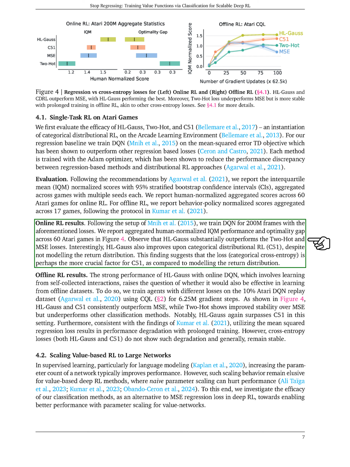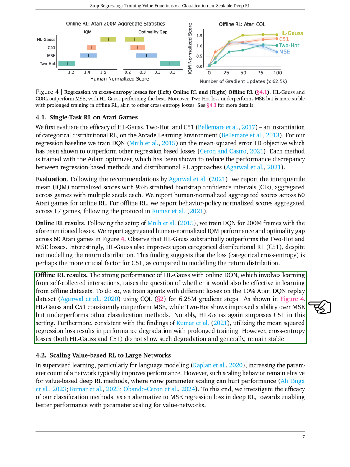distribution. In the context of offline RL, the strong performance of HL Gauss with online DQN prompts us to investigate its effectiveness with offline datasets. Training agents with different losses on a subset of the Atari DQN replay dataset using CQL, we find that HL Gauss and C51 consistently outperform mean squared error, with Two-Hot showing more stability than mean squared error but not performing as well as the other classification methods. Notably, HL Gauss again surpasses C51, reinforcing the idea that cross-entropy losses are more stable and do not degrade over time as mean squared regression loss does.